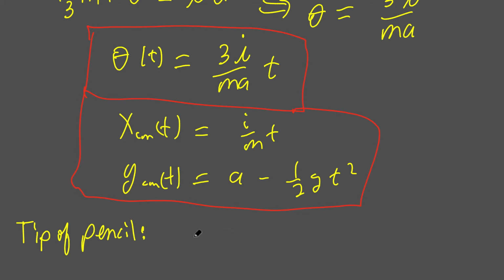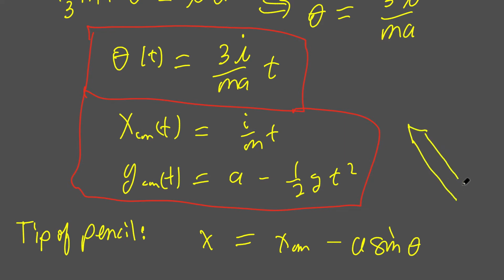The x component of the tip of the pencil, and let me call it just x, I could put a subscript tip, but I won't bother. This is just equal to the center of mass minus a times sine of theta. All right, and you can see that fairly easily. Let me just draw the pencil once again. So here's the center of mass.